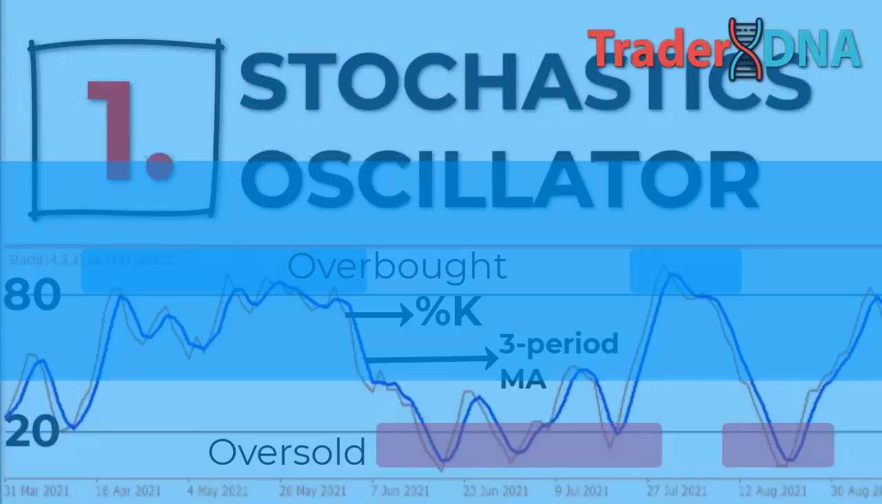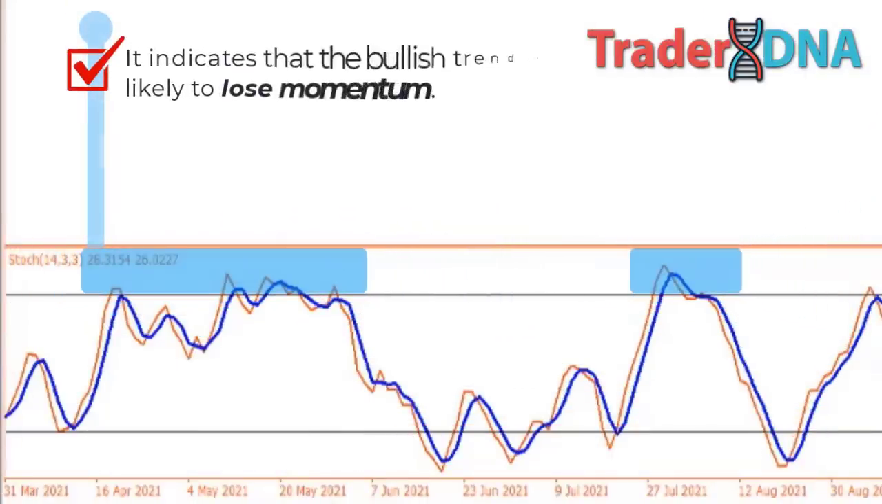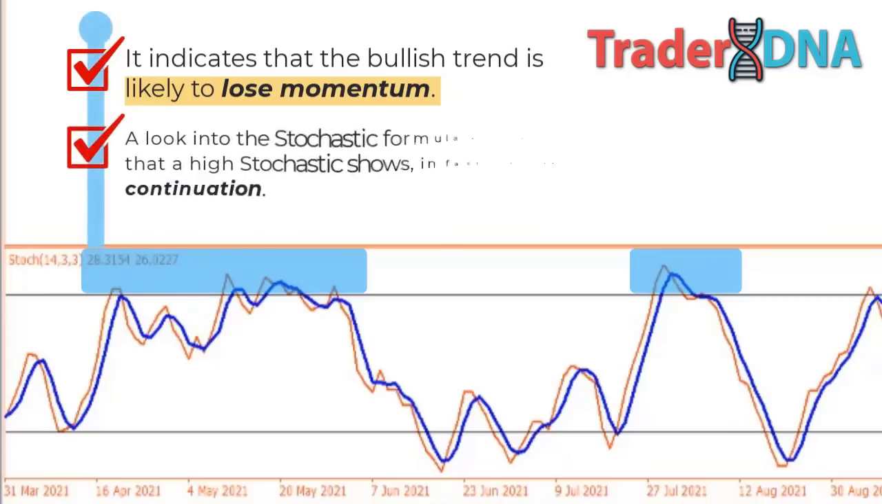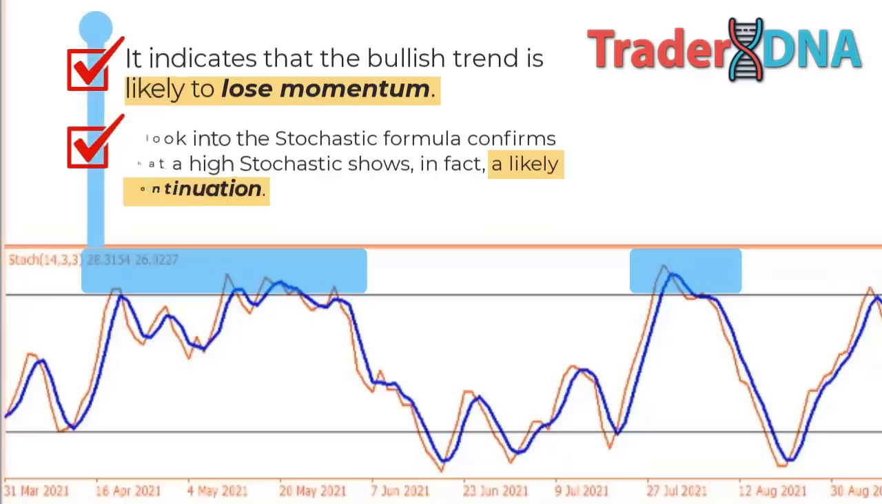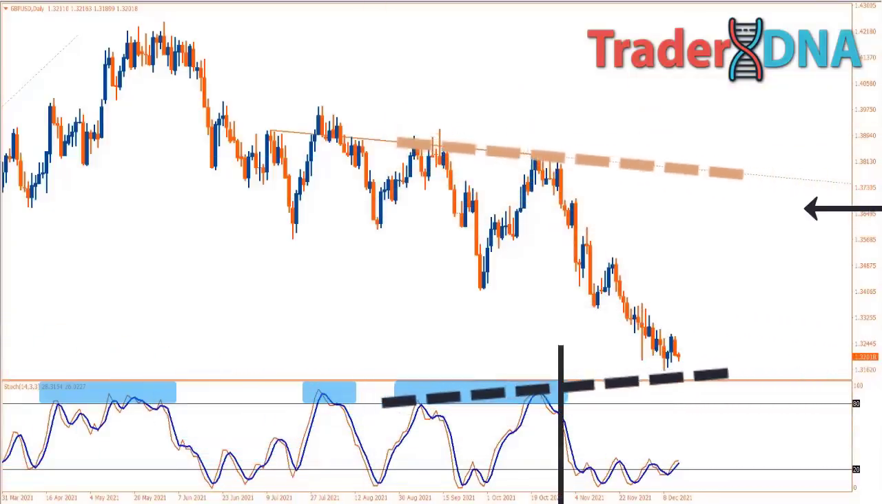When it trades above the 80 level, some traders believe that it indicates that the bullish trend is likely to lose momentum. However, a look into the stochastic formula confirms that a high stochastic shows, in fact, a likely continuation. So, the best way to find a market entry with the stochastic indicator is looking for long entries after a temporary bearish retracement during an uptrend, and a short entry after a bullish retracement during a downtrend.